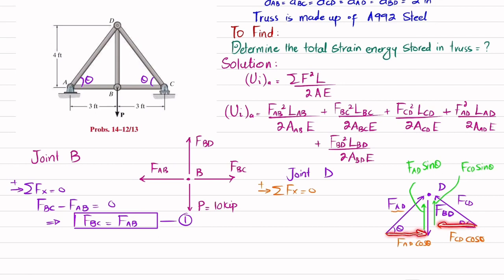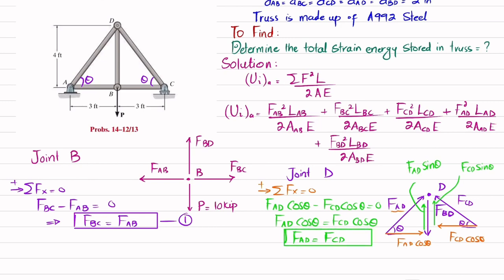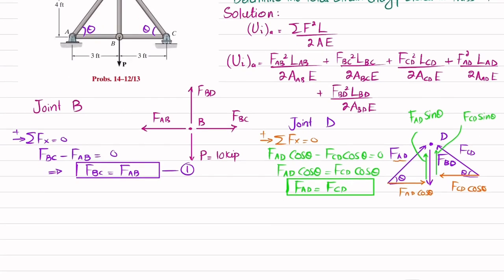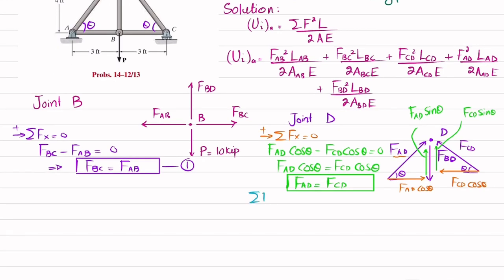One is this one and another is this one. So I will write it: FAD cos theta minus FCD cos theta is equal to 0. So FAD cos theta will be equal to FCD cos theta. Cos theta will cancel and we will get FAD is equal to FCD. Clear?